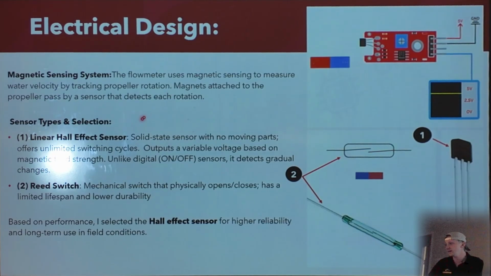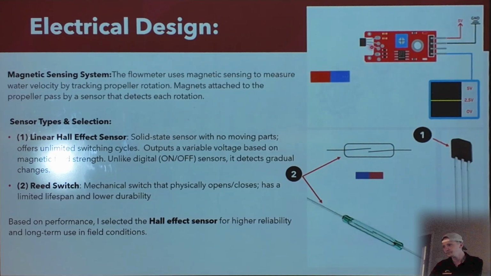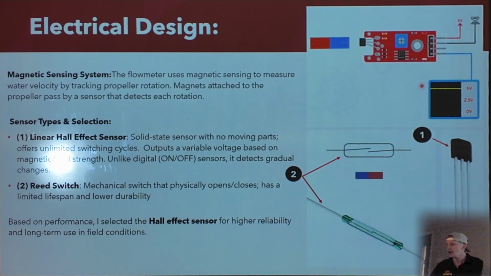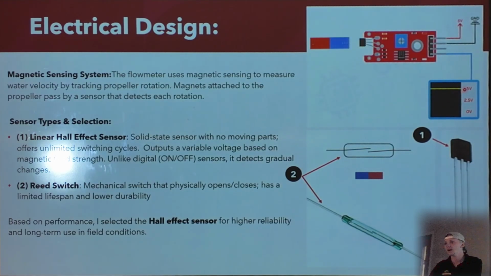Now, there's two types of magnetic sensors. You have Hall effect sensors and reed switches. Hall effect sensors, like the one seen here and also here, basically measure voltage. This specific one has no moving parts, and it can output variable voltage based on magnetic field strength. So as you can see, this magnet going up and down, it measures a constant 2.5 volts. And when the magnet passes, it jumps up to 5, and that's what would be considered a pulse count.